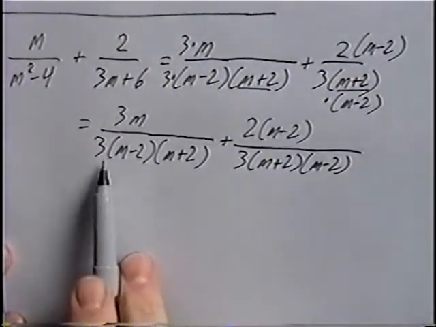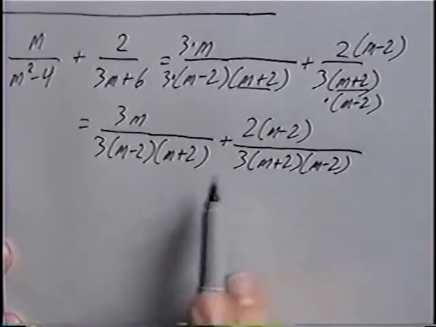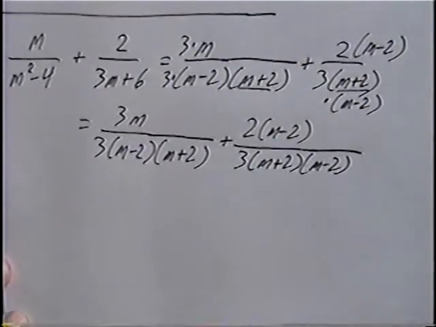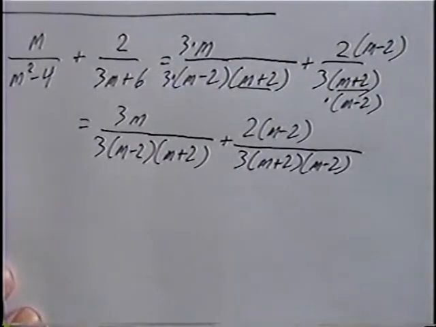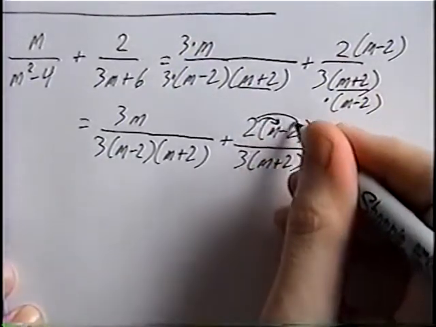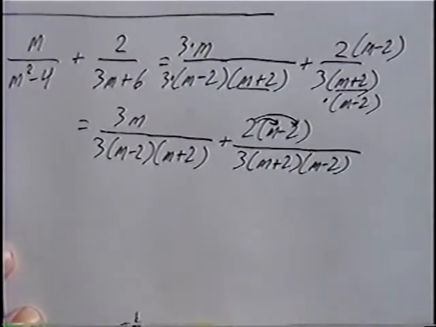And if you look at each fraction, both denominators have 3's. Each denominator has an m minus 2 and m plus 2, so they both have common denominators. In this second fraction, you can actually distribute this 2 out. That way we'll be able to add 3m to what's left over.